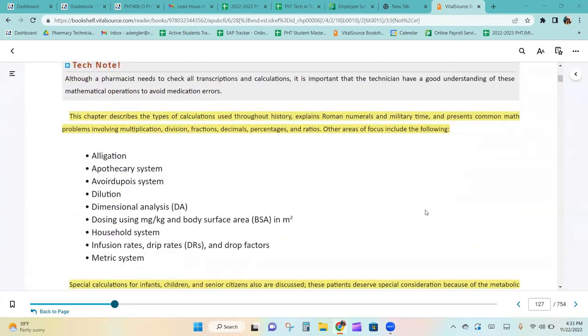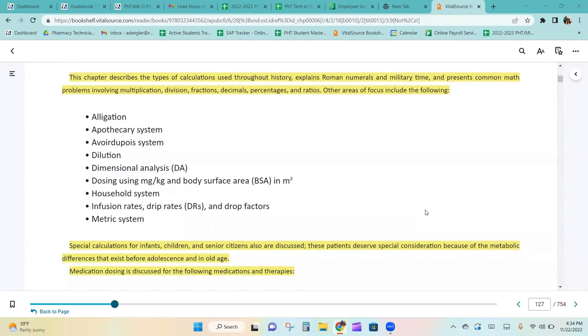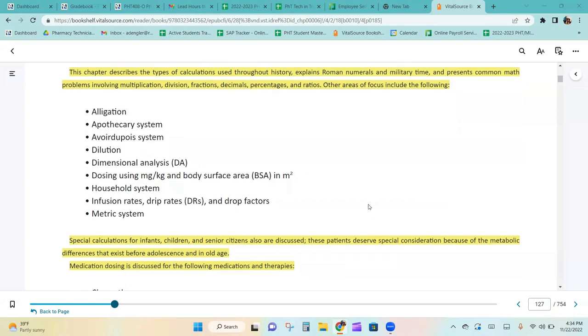This chapter will describe the types of calculations used through history, Roman numerals and military time, common math problems, including multiplication, division, fractions, decimals, percentages, and ratios. We will also focus on these areas: alligations, the apothecary system, Avoirdupois system, dilution. Dimensional analysis we don't cover here, but I'll explain why later. And then dosing using milligram per kilogram and body surface area, household system, infusion rates, drip rates, and drop factors, and the metric system.